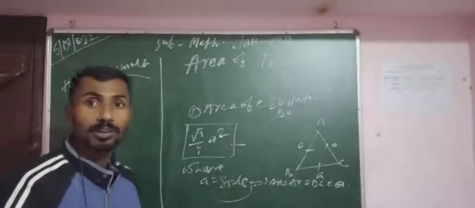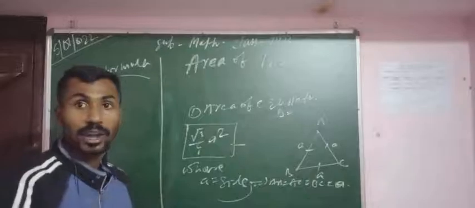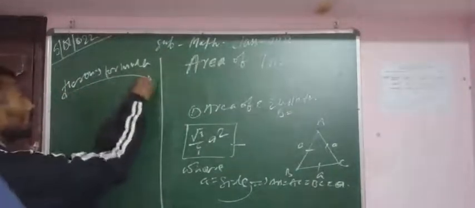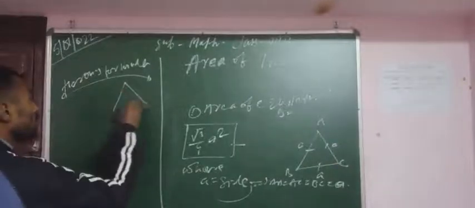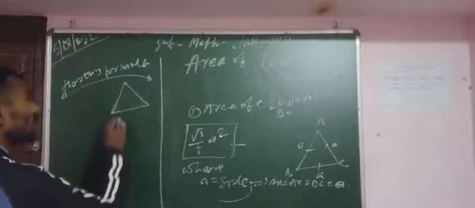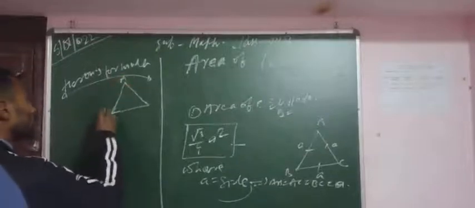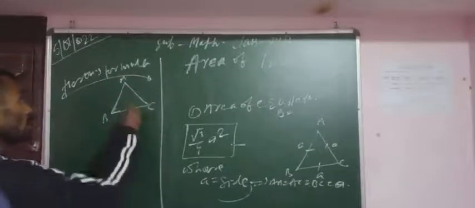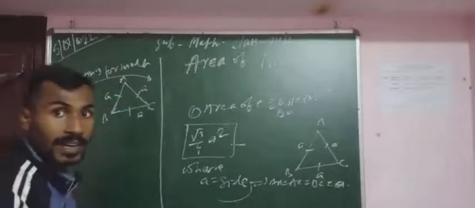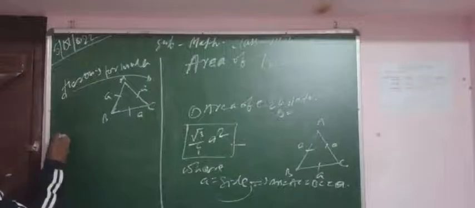मतलब इस फॉर्मूला के हेल्प से आप किसी भी ट्रायंगल का एरिया को कैलकुलेट कर सकते हैं. Heron's formula, अब किसी भी ट्रायंगल, suppose that it's an equilateral triangle A, B, C. Okay, that means all sides are equal. A and A. Now look at this.